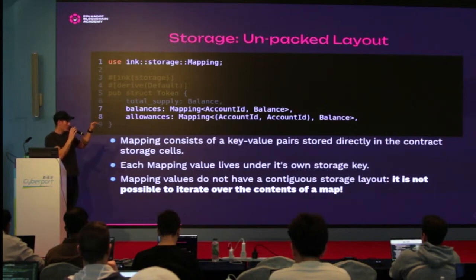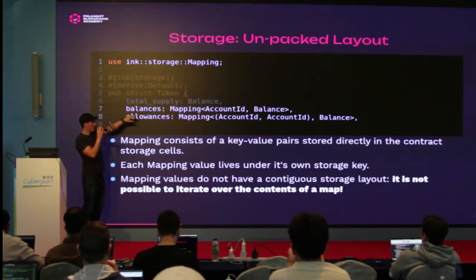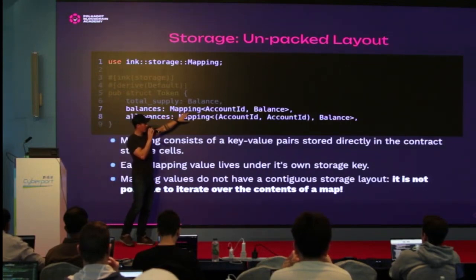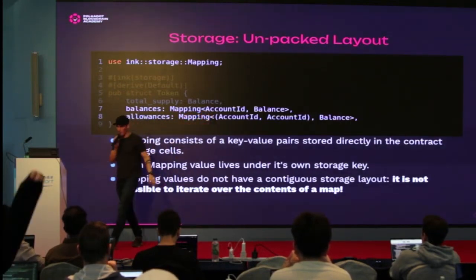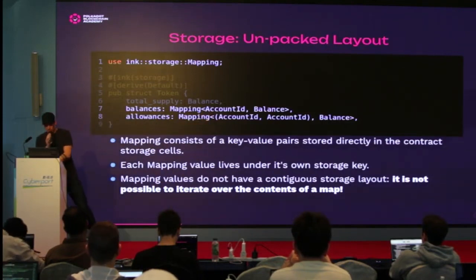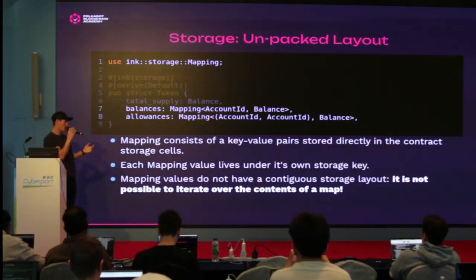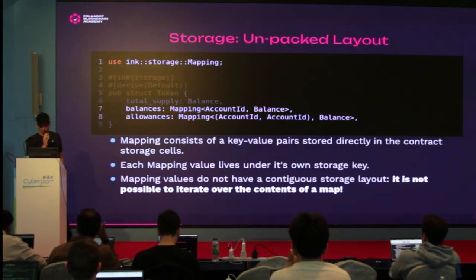And why is that important? Because if your message reads from that mapping, then it's gas metered for only decoding this single value that lives under a single key, and not reading the whole map into memory, which could be huge if you're thinking about a token type of contract where there can be hundreds of thousands of balances.